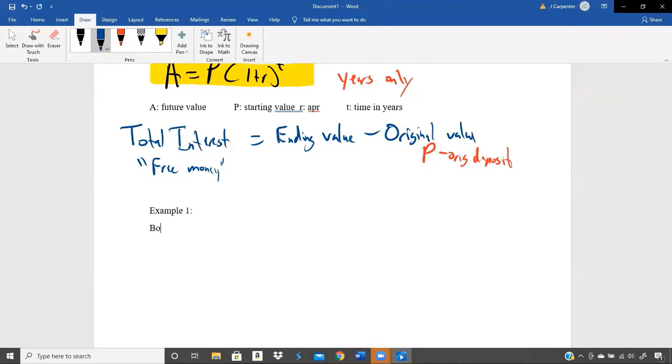Example one, I love Bob and Jane, so I talk about Bob and Jane a lot. Just two simple 3 and 4 letter names. So Bob deposits 500 bucks to a savings account, 1% annually.